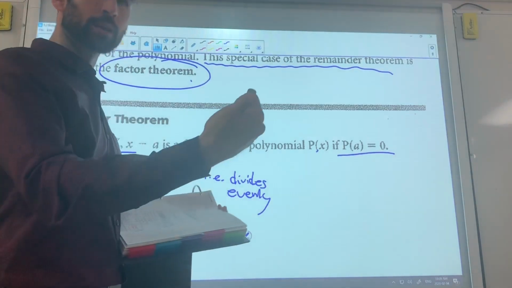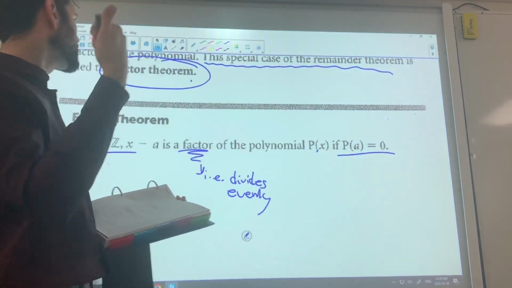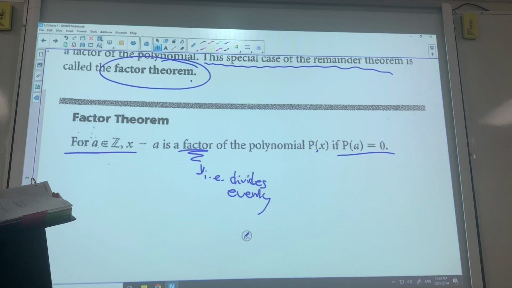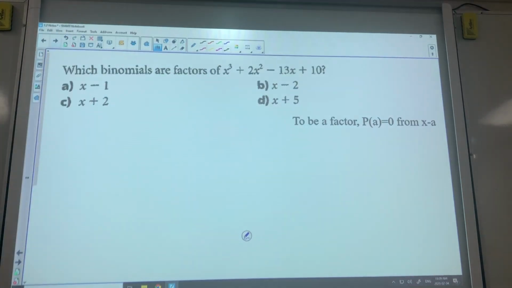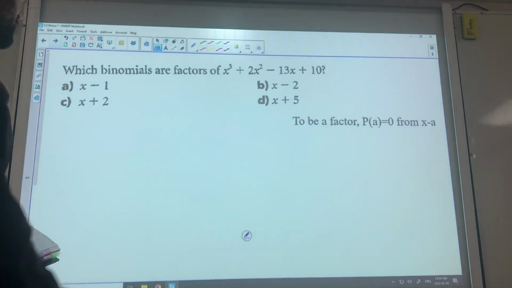I'm just saying, go back tonight and quiz yourself. Like, okay, what's the remainder theorem? Can I say what it is? What's the factor theorem? Okay? There's always lots of confusion between the two of them, because no one seems to care. I don't know. Okay, so we'll do a couple of these.